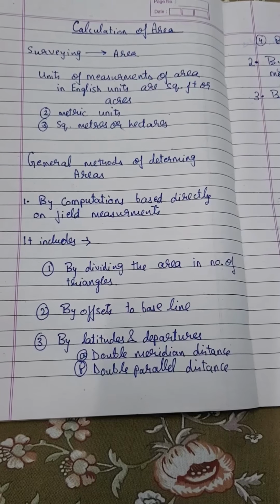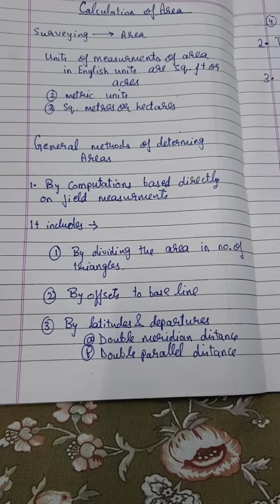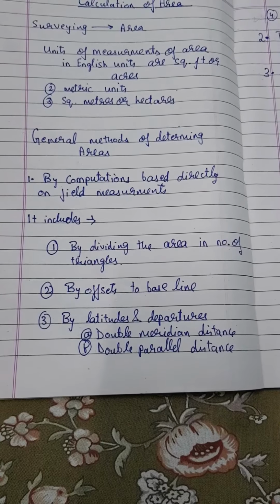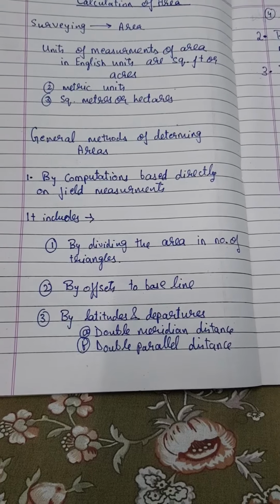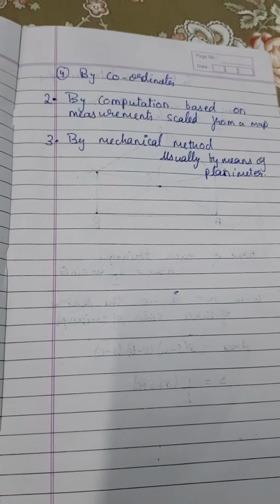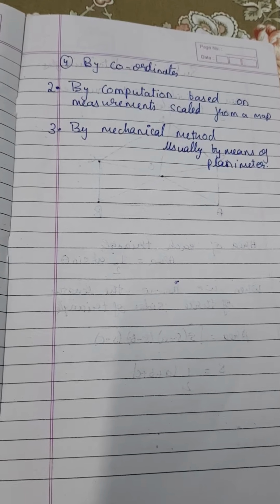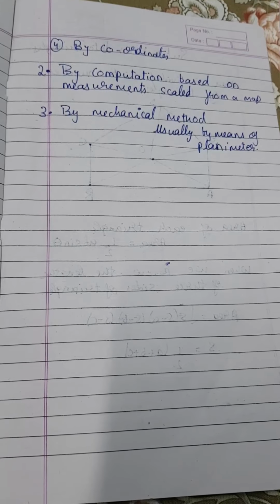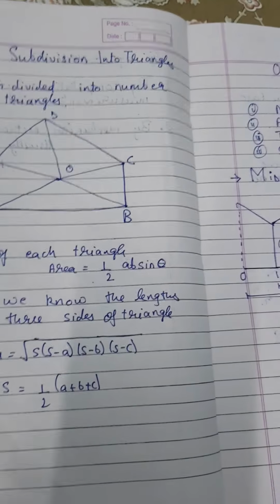General methods of determining areas by computation based directly on field measurement include, first, dividing the area into a number of triangles; second, offsets from a baseline; third, latitudes and departures, which includes double meridian distance and double parallel distance; and fourth, coordinates. The second major method is computation based on measurements scaled from a map, and the third is the mechanical method, usually by means of a planimeter.